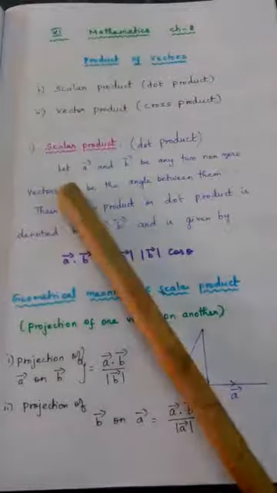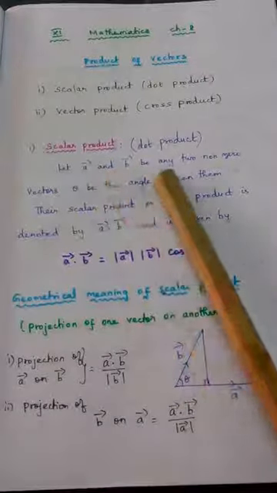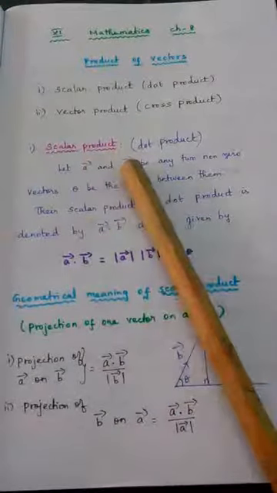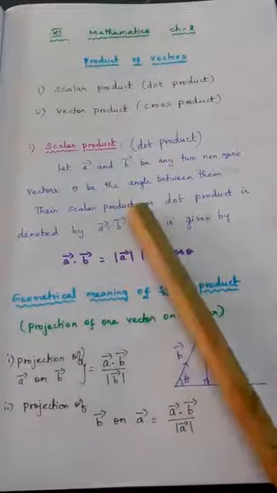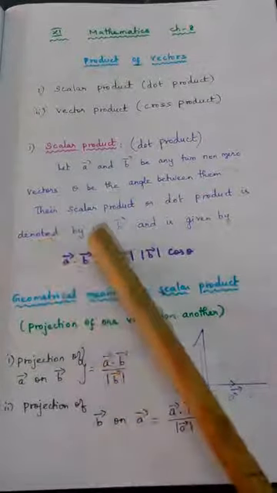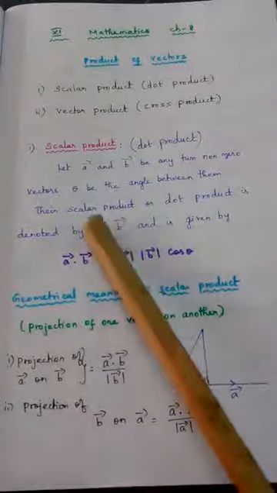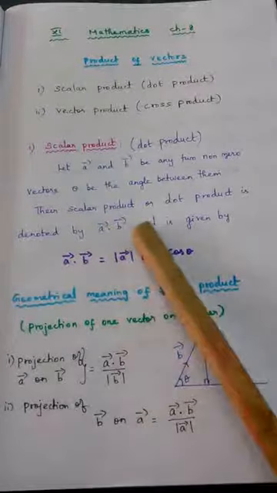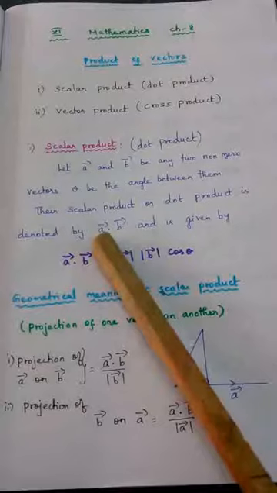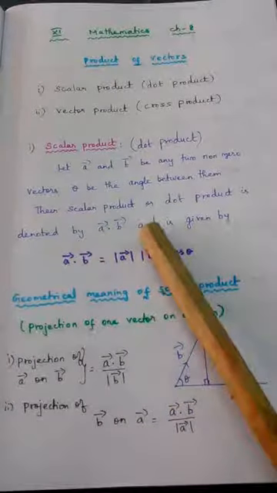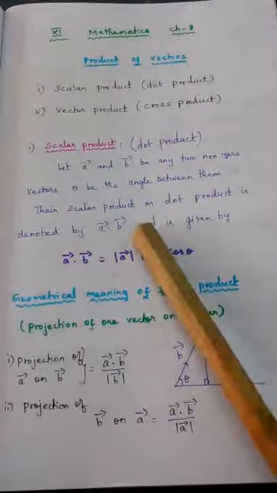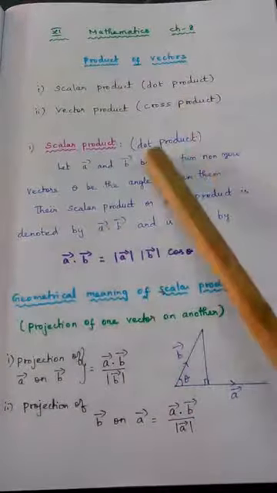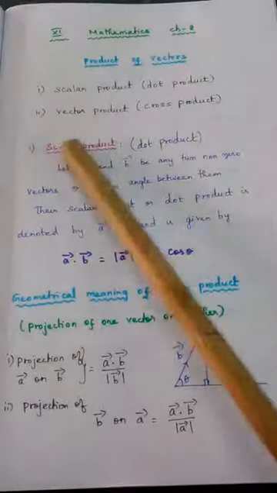So if we see the definition, let A vector and B vector be any two non-zero vectors and theta be the angle between A and B, then the scalar product or dot product is denoted by, just how we are denoting that I have written here, A vector dot B vector. How to read this? A vector dot B vector. We will not read this as A vector into B vector, no. We should read it as A vector dot B vector. That is why we say dot product, or otherwise can be called a scalar product.